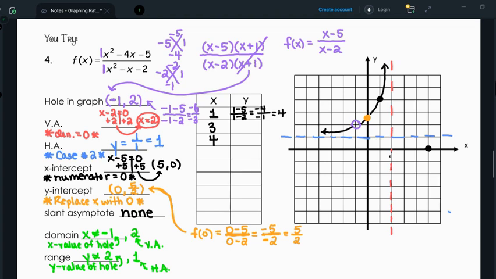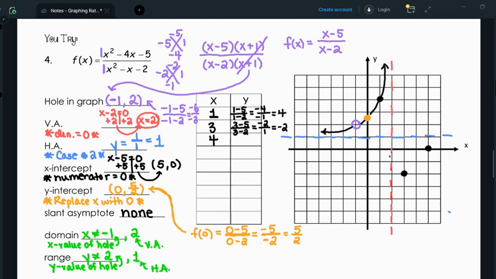Go ahead and plug in 3 as well. Instead of x minus 5, I have 3 minus 5. Instead of x minus 2, I have 3 minus 2. 3 minus 5 is negative 2. 3 minus 2 is 1. And that comes out to division of negative 2 when my x value is 3.